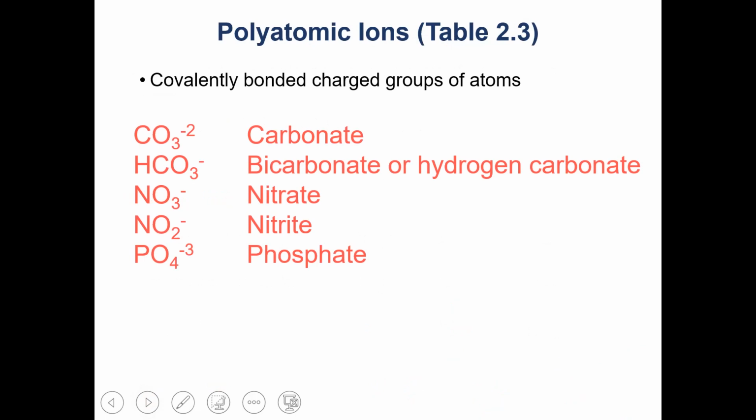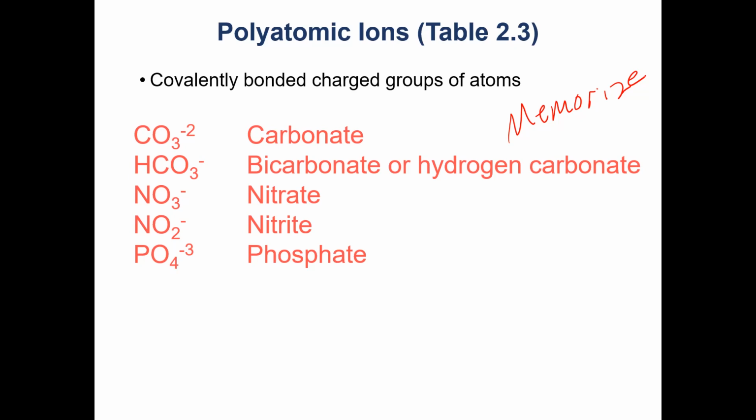Now, a couple more things that we have to deal with in ionic compounds. One is polyatomic ions. So I will give you a table in class of polyatomic ions that you will need to memorize. You will need to know the formula and the charge for these.